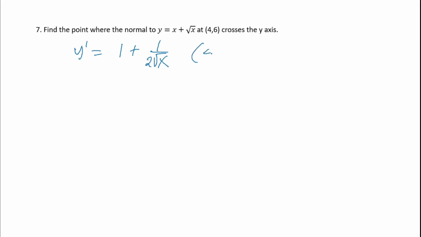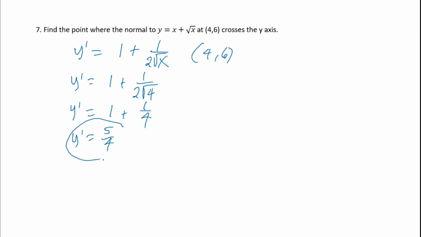So this is the first derivative. Since the point is 4 and 6, we need to substitute: y prime is equal to 1 plus 1 over 2 square root of 4. So y prime is equal to 1 plus 1/4, because the square root of 4 is 2, times 2 is 4, so 1/4. Y prime is equal to 5 over 4. So this is the slope. Since that is the slope of the tangent, we need to find the slope of the normal. The slope of the normal is equal to negative 4 over 5.